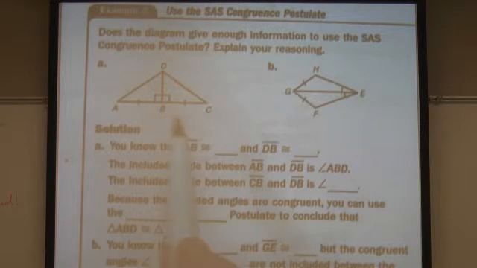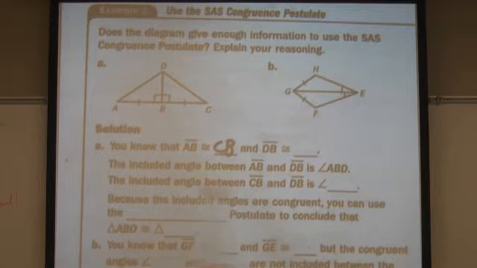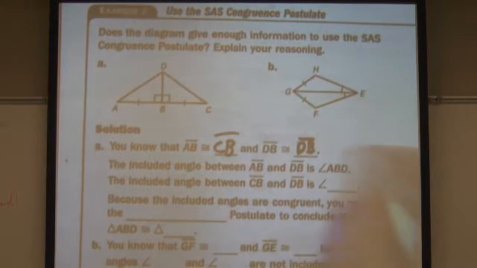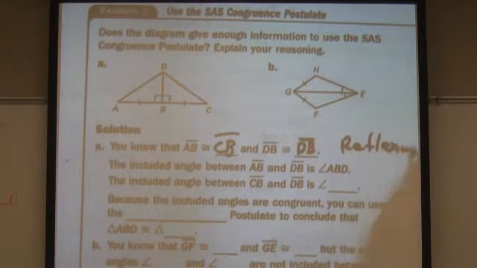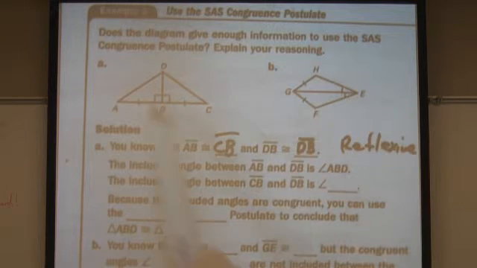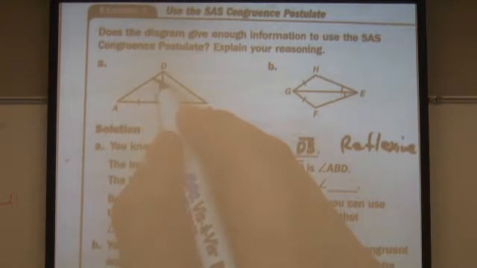Well, we know AB is congruent to CB because they're single ticked. And we know DB is congruent to itself by the reflexive property. Remember that, it is reflexive, and that is important. The included angle between AB and DB is angle ADB right here. This is the included angle.